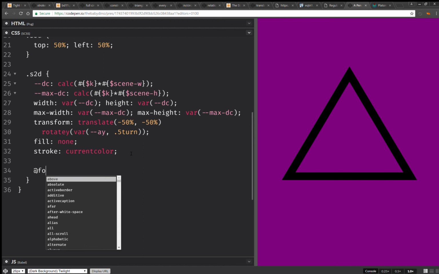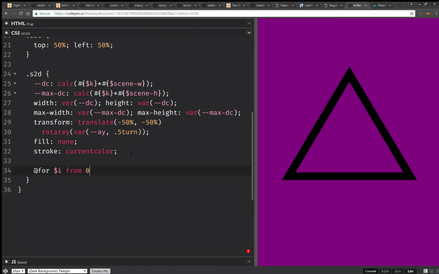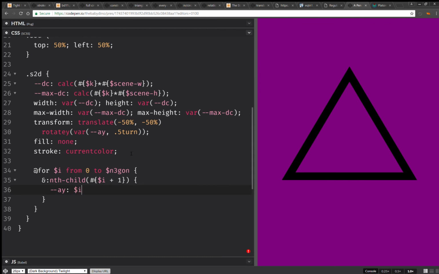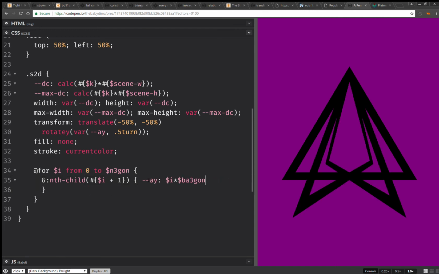So we're going to have a loop here. So for I from 0 to how many lateral faces we have, which is equal to the number of edges in a triangle, because a triangle is the base. So here we're going to have nth child I plus 1, so it's I times the base angle. And yay, they're oriented differently.